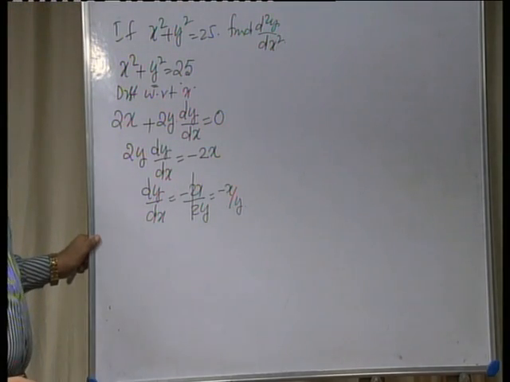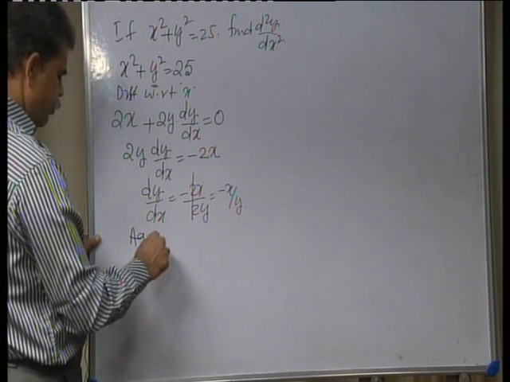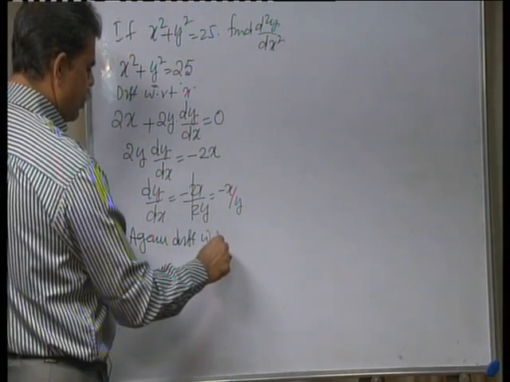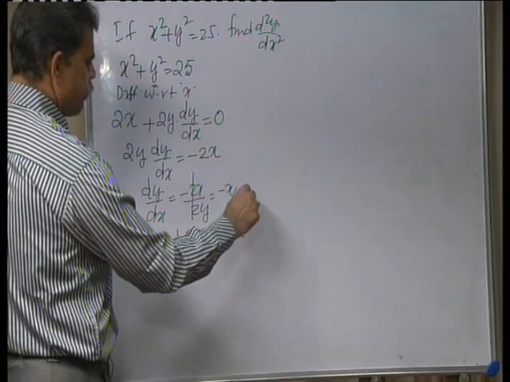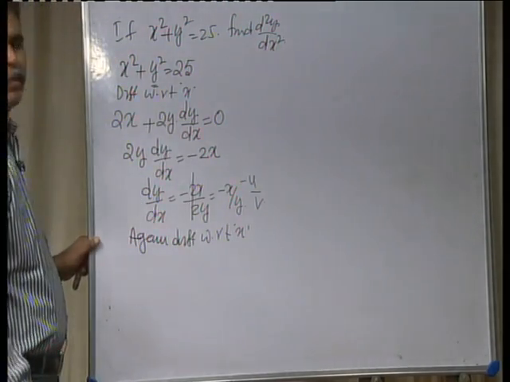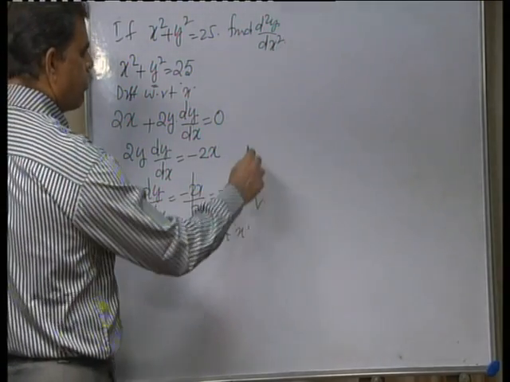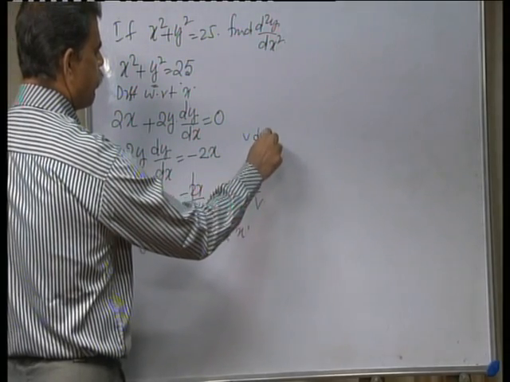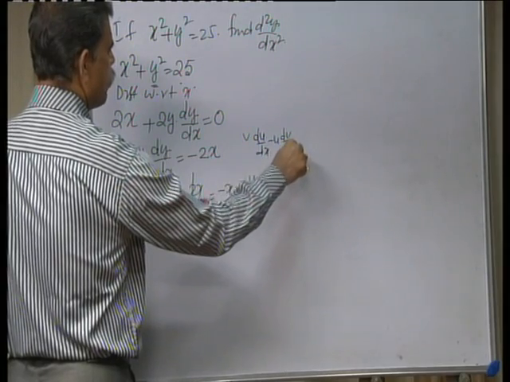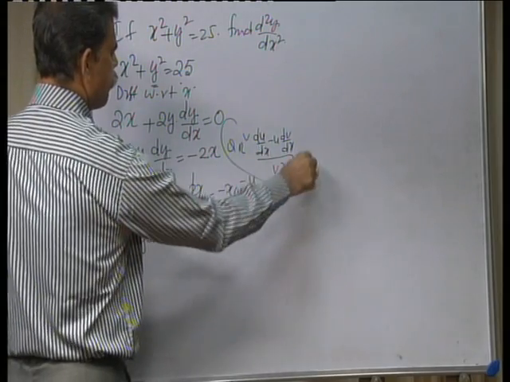Now, we have dy by dx, again it is differentiated with respect to x. How to differentiate this? By using the quotient rule, u divided by v. What does the quotient rule say? v into d by dx of u minus u into d by dx of v, whole divided by v square. It is what? Quotient rule.